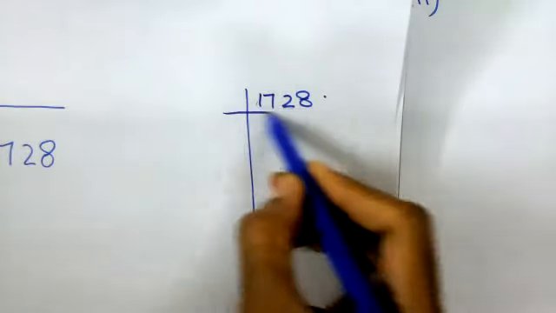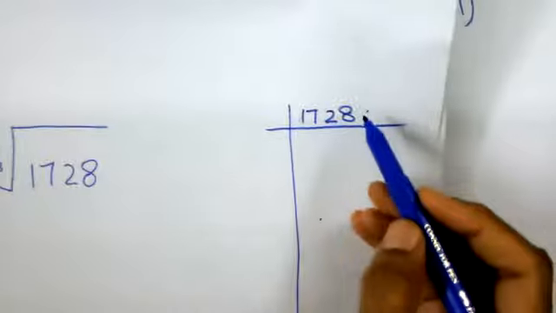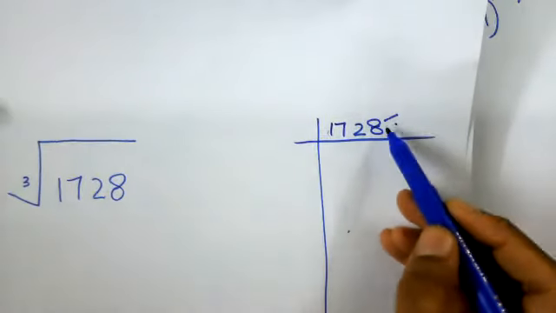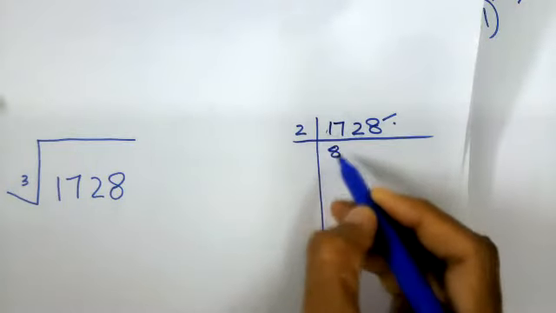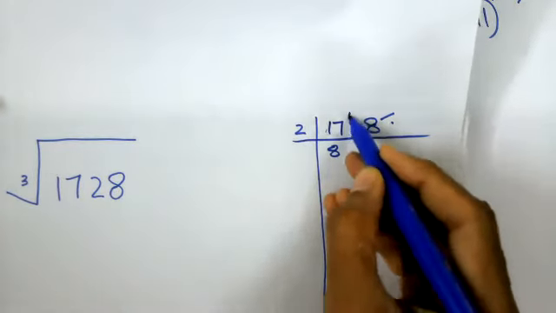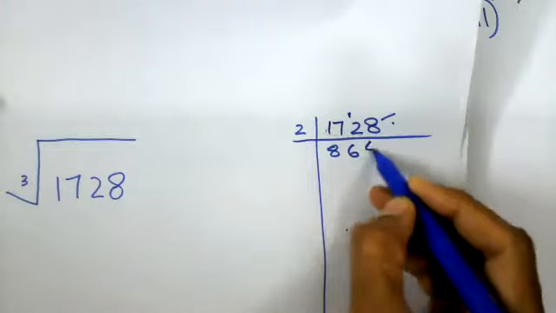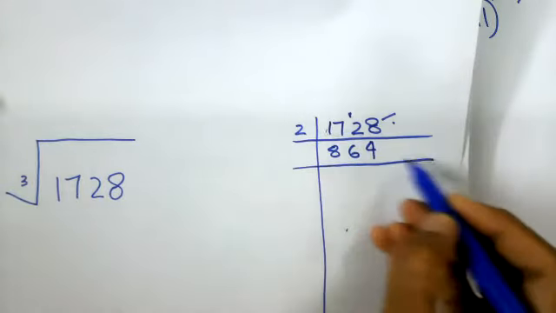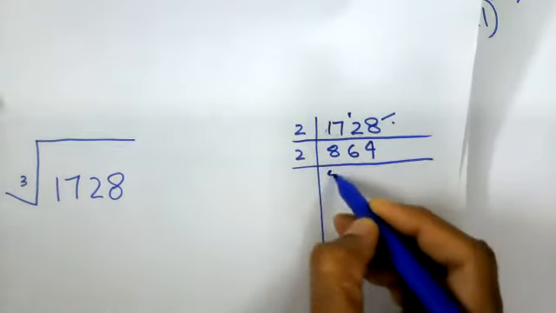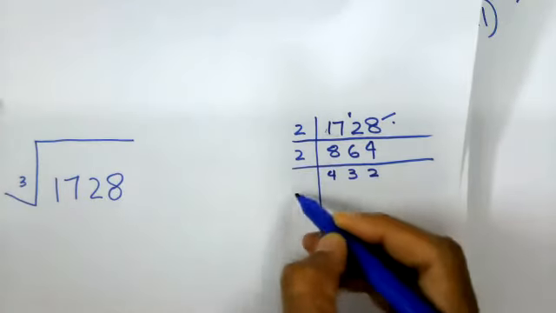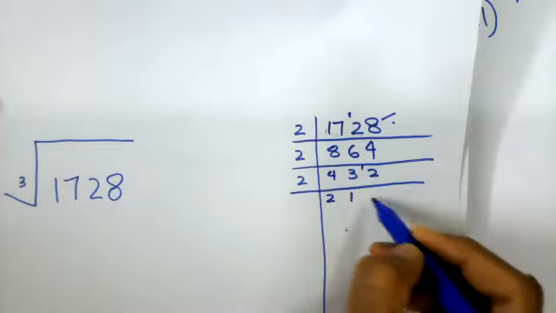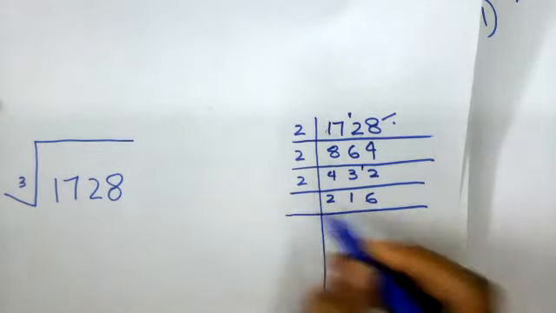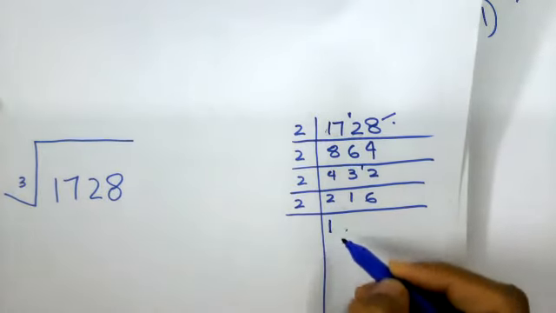1728. Again, we will use the divisibility rule. The last digit is divisible by 2, so the whole number must be divisible by 2. 2 8s are 16. I will take the first two digits together. 2 6s are 12, 2 4s are 8. Again, the last digit is divisible by 2. 2 4s are 8, 2 3s are 6, 2 2s are 4. Again, 2 2s are 4, 2 1s are 2, 6 are 12. And then 2 1s are 2.